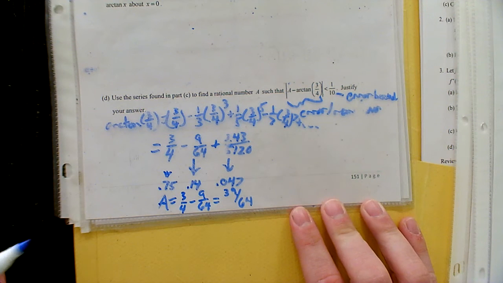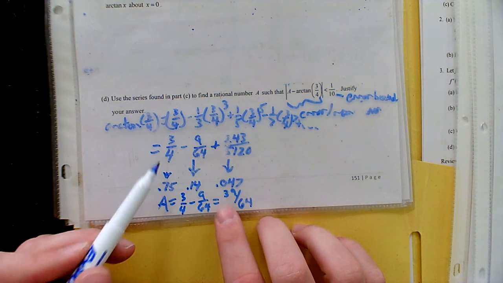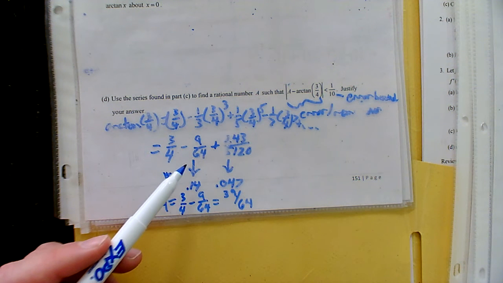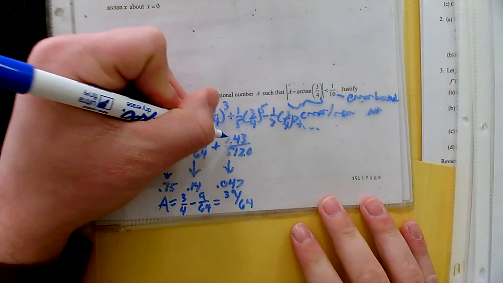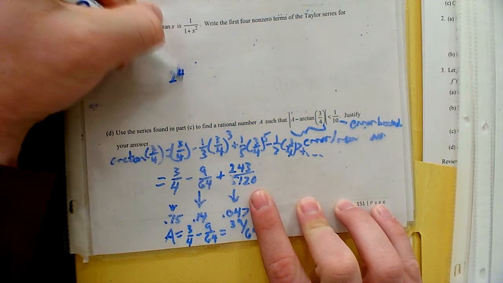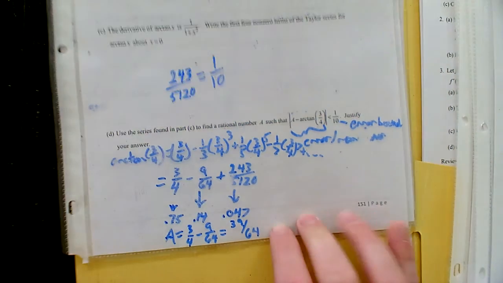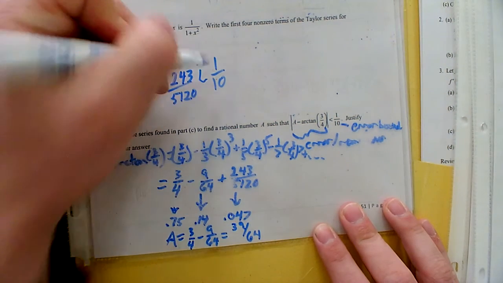Would this one be a calculator one? It is not. I threw in the decimals here for you, how you would do this. 3/4, you know what that is, 0.75. 9/64, you would have to reason and try to figure out whether it was greater than or lower than 1/10. And then with the 243 over 5,120, you could set that equal to 1/10 and get a common denominator. Or actually, you want that to be less than 1/10.